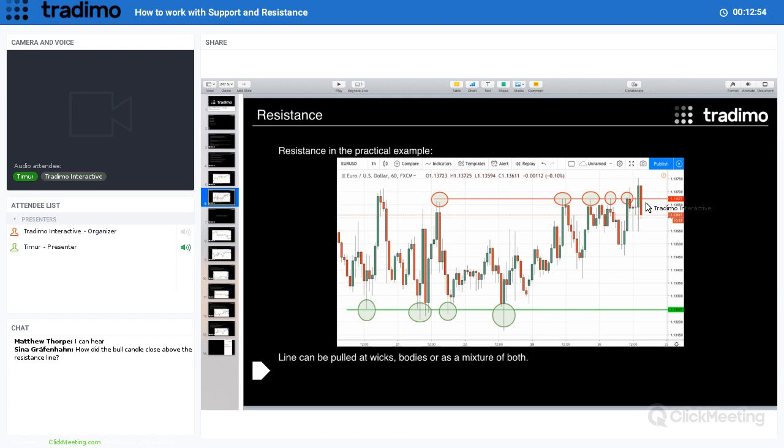How did the bull candle close above the resistance line? I expected this question, to be honest. You can ignore this bullish candle here for this time. It was just EUR/USD in an hourly chart, and I made this presentation today. You can see this is the 25th of February, and I just took a screenshot to explain what a resistance line is. So you can ignore this. Even if the price breaks through, it is still a resistance line. But for now, you can ignore the end here. This is called a false breakout, but this is not part of today's webinar. But good question, good question. No other questions I can see.